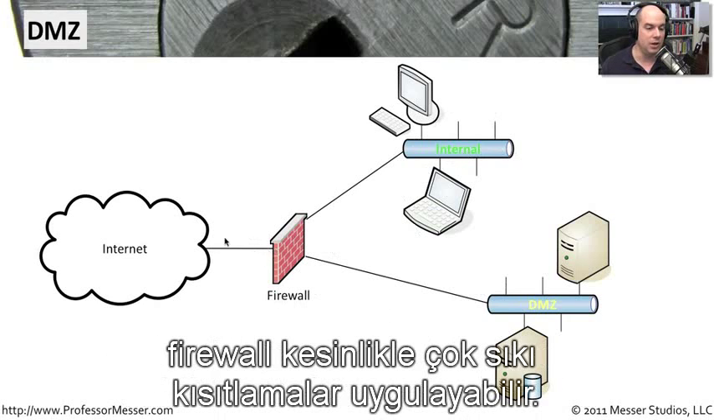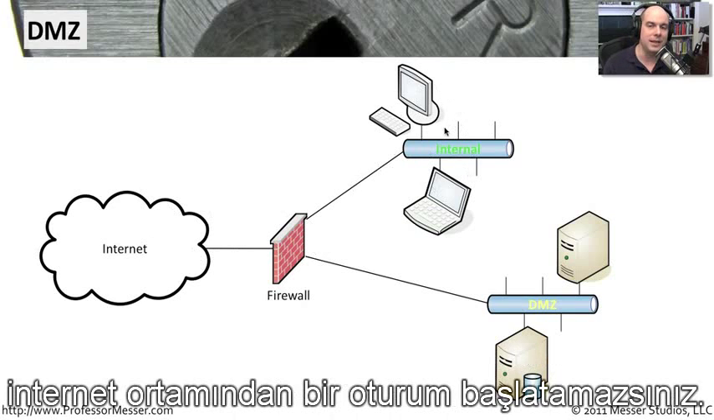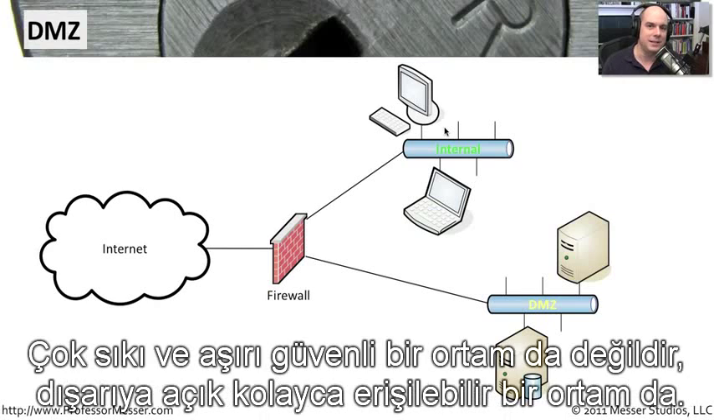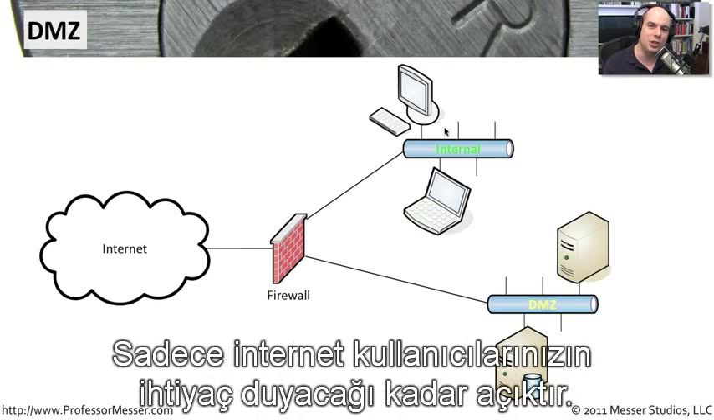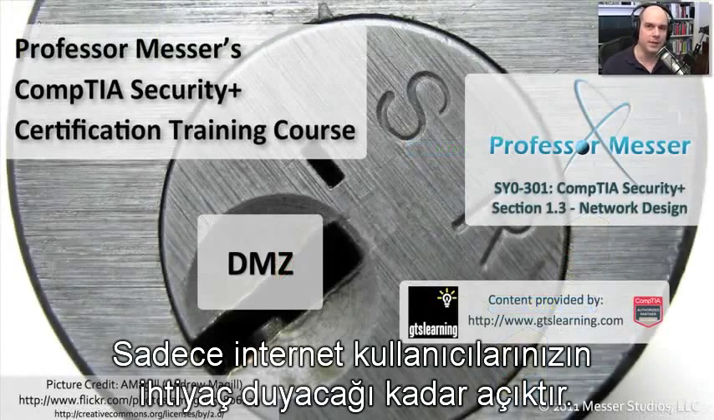And because we have a completely separate network on the inside, the firewall can have very, very tight restrictions on what people can do from the internet to the internal. In many cases, you may not initiate a session from the internet to any device that is on the internal network. So that DMZ is a good middle ground. It's not the tightest and most secure network. It's not completely open to the internet. It's just open enough to provide those services that are important for your internet users.